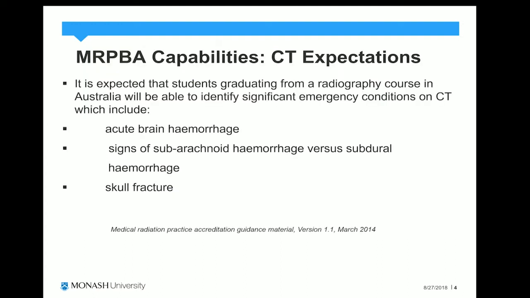So why do you need to do this? As you are aware, the MRPBA and its professional capabilities expects from graduates to be able to identify certain conditions. And one of those is an expectation that you will be able to identify significant emergency conditions on a CT scan. And these include acute brain hemorrhage, signs of subarachnoid hemorrhage versus a subdural, and then also skull fractures. I've given you the link there to the documents that we are talking about.